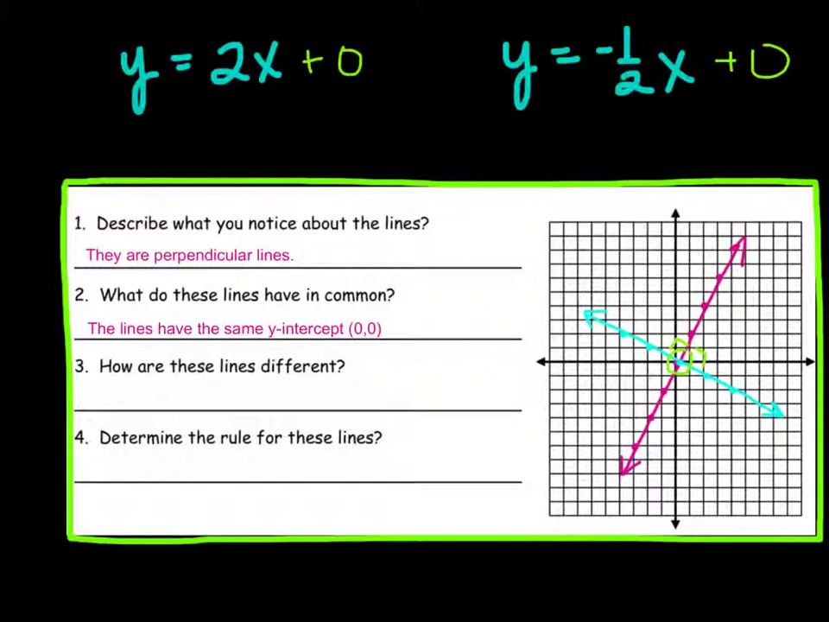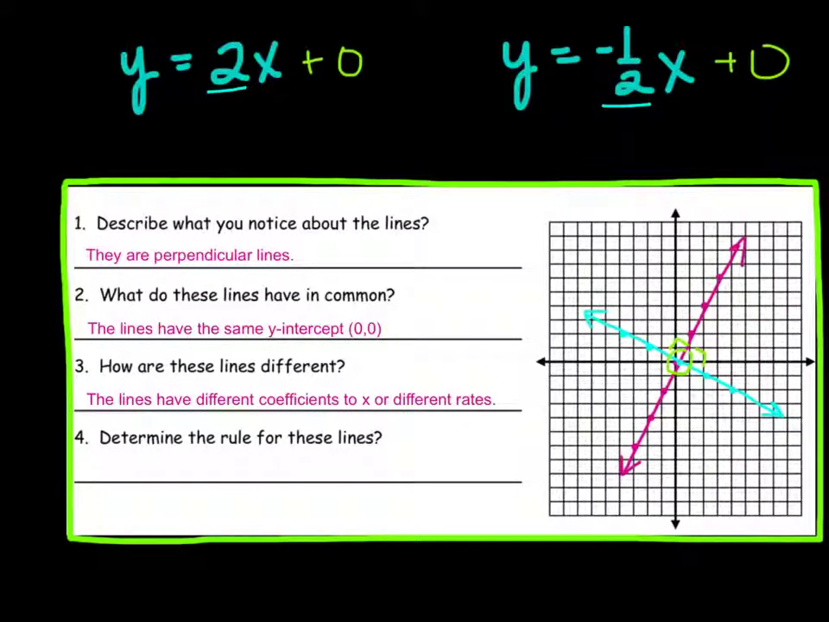Now, how are they different? They have very different rates at which they're increasing. One is increasing by 2, the other is decreasing by 1/2. So they have very different coefficients of x, and therefore different rates. And again, in noticing their differences, one is increasing by 2, and the other is decreasing by 1/2.